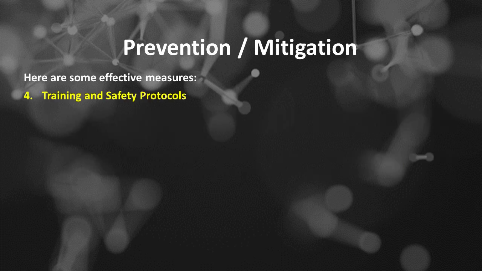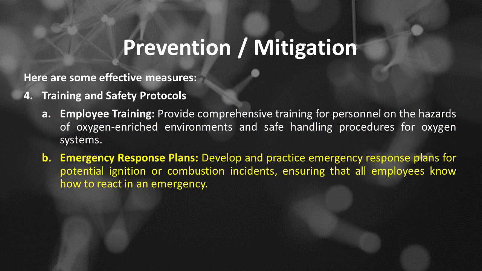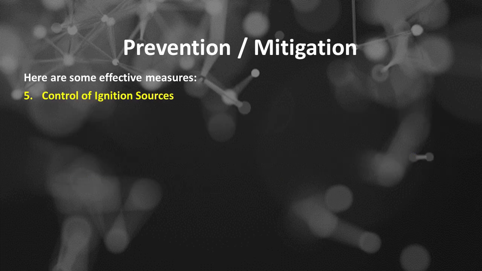Number 4 of prevention and mitigation effective measures is training and safety protocols, includes. Number A, of training and safety protocols is employee training. Provide comprehensive training for personnel on the hazards of oxygen-enriched environments and safe handling procedures for oxygen systems. Number B, of training and safety protocols is emergency response plans. Develop and practice emergency response plans for potential ignition or combustion incidents, ensuring that all employees know how to react in an emergency. Number 5 of prevention and mitigation effective measures is control of ignition sources, includes.